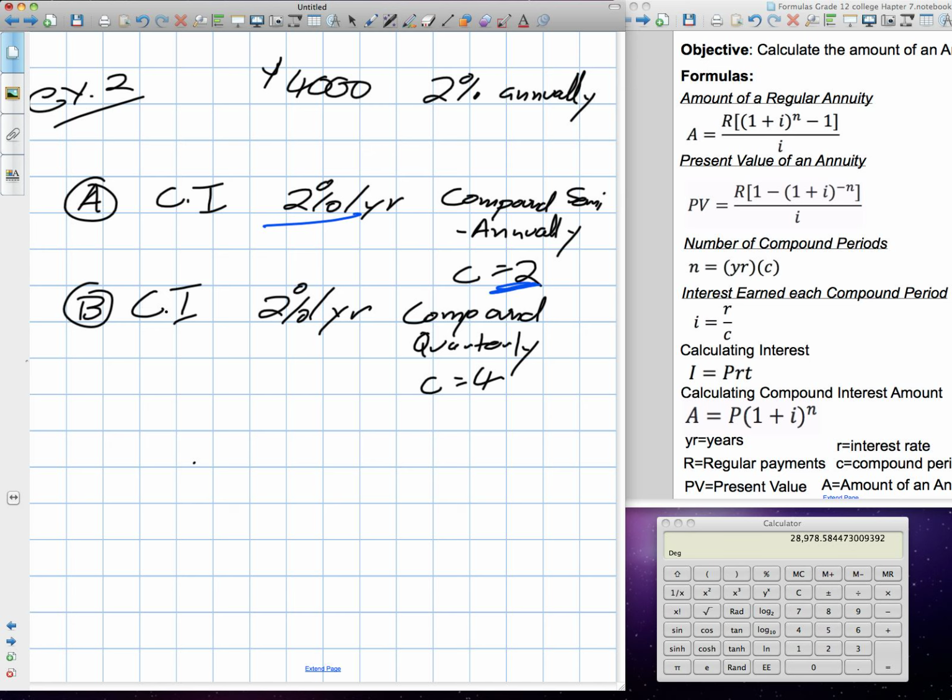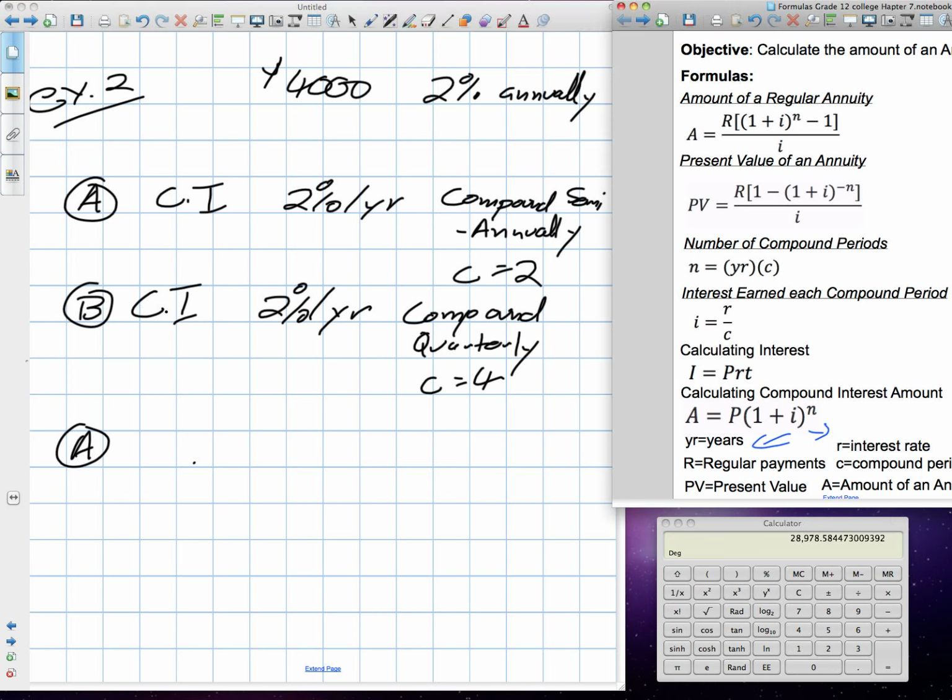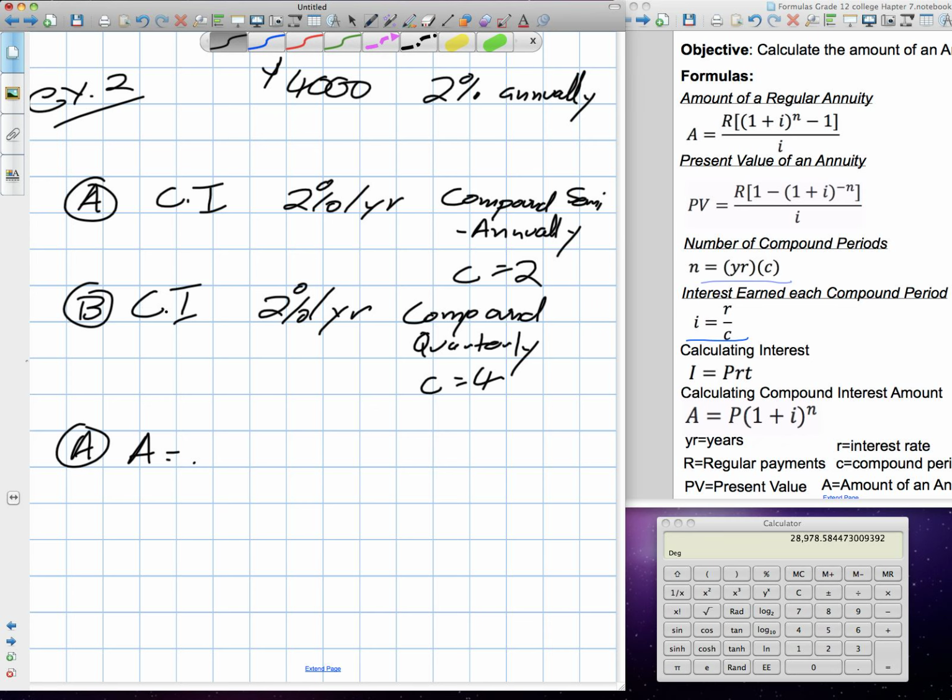So a couple things we need to do with these two accounts. We're going to take the first account, and this is where we have to refer back to these little definitions I've given you guys, okay? N and I, you actually have to calculate those two numbers. So A is equal to P(1 + I) to the power of N. What's important is I and N aren't straightforward. We actually have to calculate both of those. N is equal to the number of years we put money in for times the compounding periods. Both of these have different compounding periods. And I is equal to R, which is our actual interest rate, that's the 2%, divided by the compounding period.